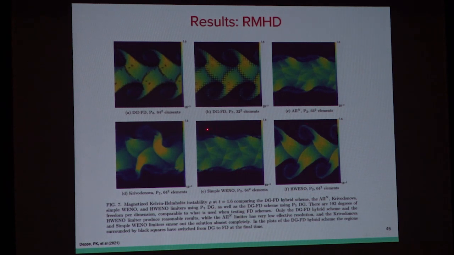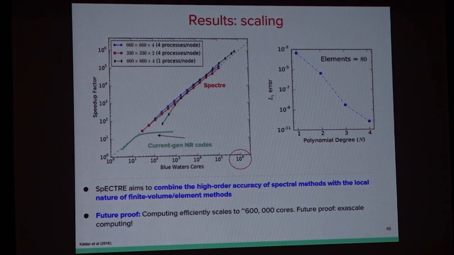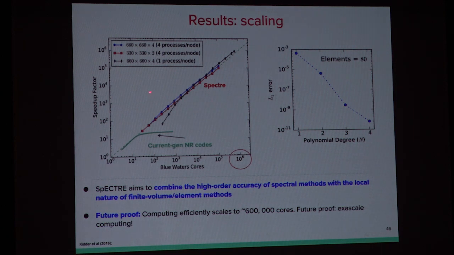And the point of this figure was to show that these two schemes work better than most of the others. The point I'm trying to make here is that Spectre is finally able to do full-scale simulations, although it cannot yet handle black holes in a dynamical situation, which is something that we are working on, right? So again, this is an important figure to remember.